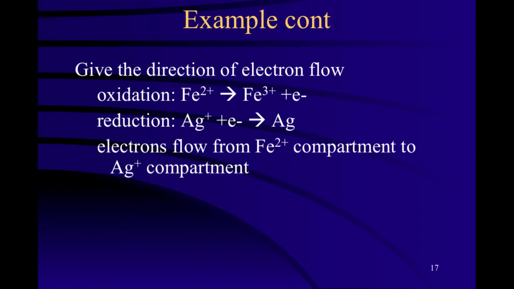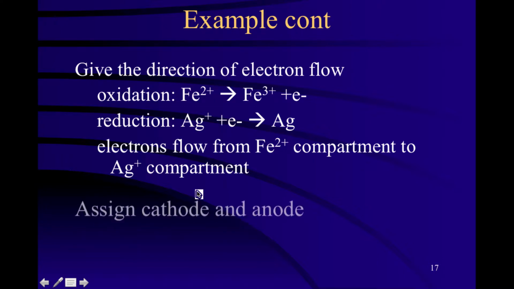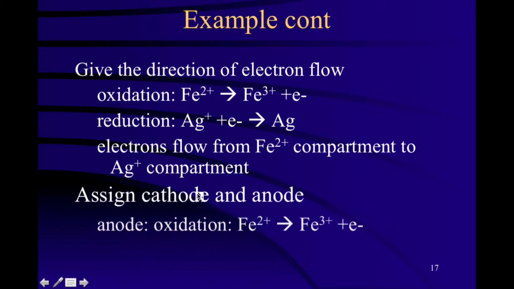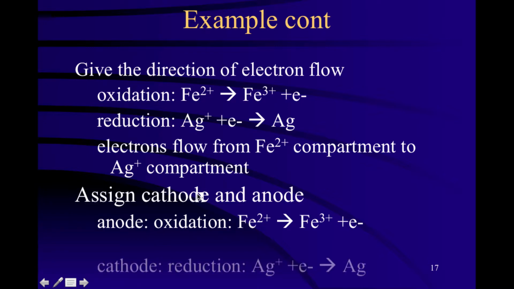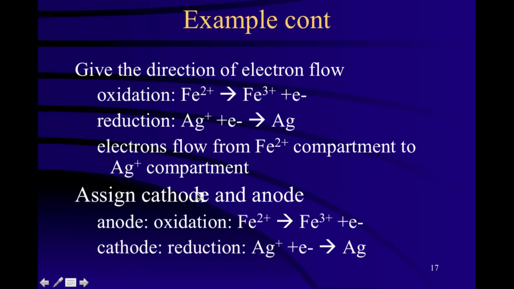And remember, who is the anode? An ox. So the anode is where oxidation is happening. And where's the cathode? Down here, that's where reduction is happening. Anode, an ox; cathode, red cat. And so you can look and say, yeah, okay, that's where reduction is happening, and that's where oxidation is happening.